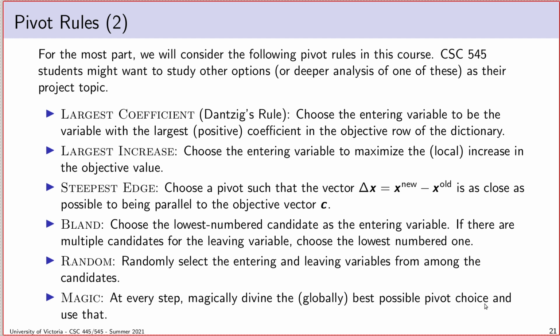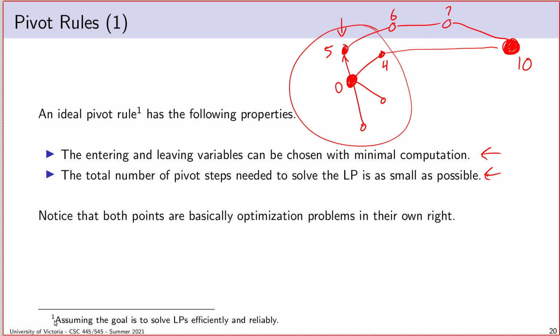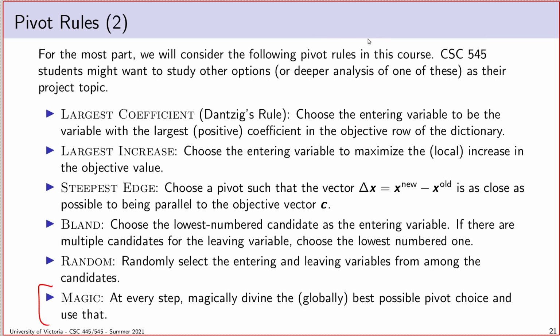And then finally, we have this rule, magic, which is we know that, maybe I still have my diagram here, if I'm standing at this point here, there is a direction I can go in that will take me as close as possible to the optimal solution. Like there is a best pivot that I could make. So let's invent a pivot rule that magically tells me what the best pivot is. At any step, if I'm standing at a vertex, the magic pivot rule will magically figure out what the best pivot is and tell me what that is.